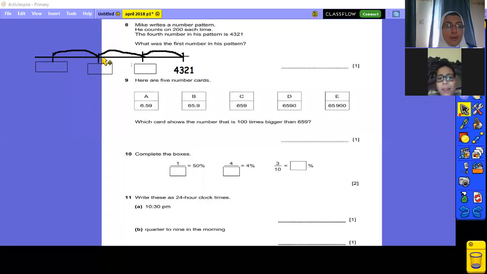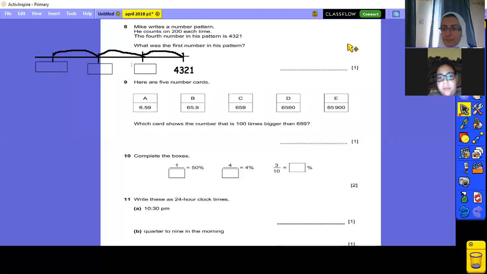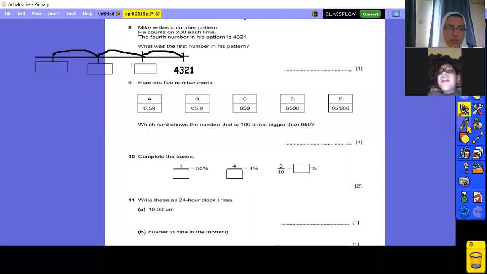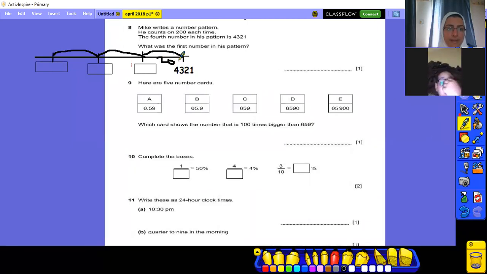You can draw a number line like what I did here. I drew for you a number line and I wrote 4,321. Go backwards. This is the fourth. So this will be the third. This will be the second. And this will be the first. So if you go backwards here, minus 200. If you go here, minus 200. Let me write it here. And then again here, go backwards 200. The answer will be 3,721. Did you get it, dear? Akram, did you get it? Good job, Nuran. Right.